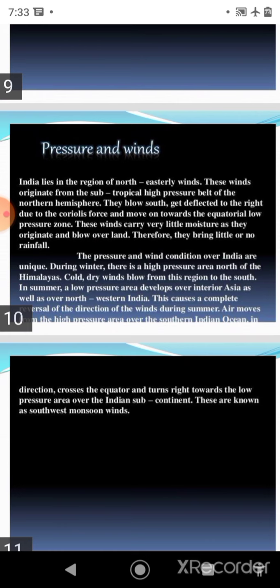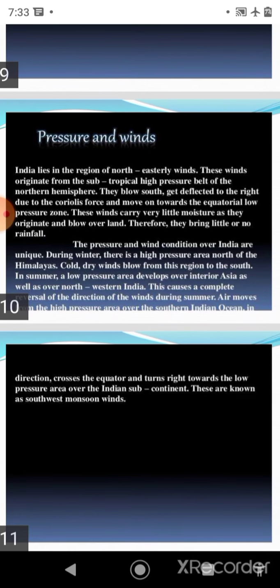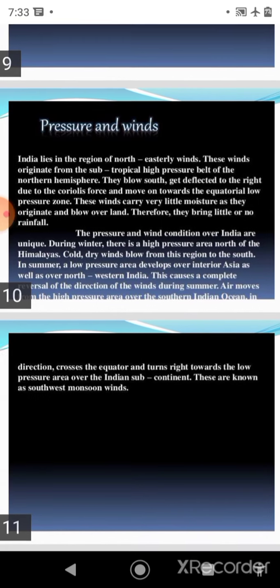As these winds originate over land, in general our country does not get any rainfall from these winds. But when these winds pass over the Bay of Bengal, they give some rainfall to the southeastern coast of our country, or you can say the Tamil Nadu coast.